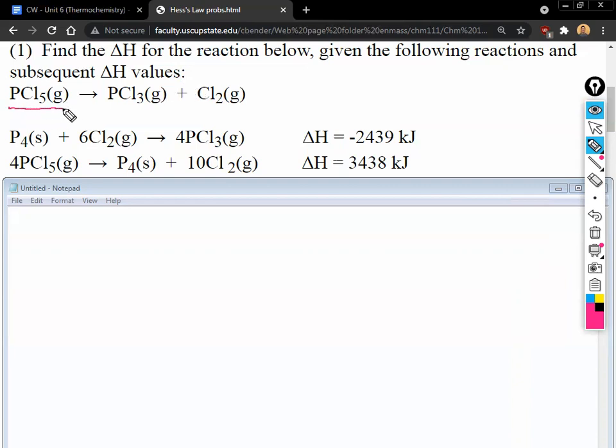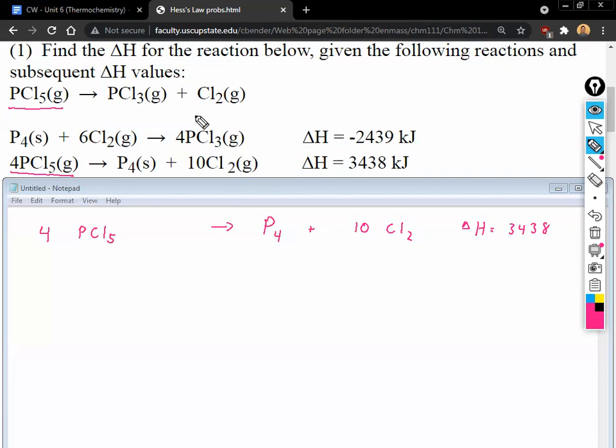So PCl5 is on the reactant side. So we look for PCl5, and I see PCl5 right here. So I'm going to copy down the reaction, PCl5, and it's on the left side. So you want to make sure it stays on the left side. And that forms P4 and 10Cl2. And the enthalpy of the reaction is 3438.